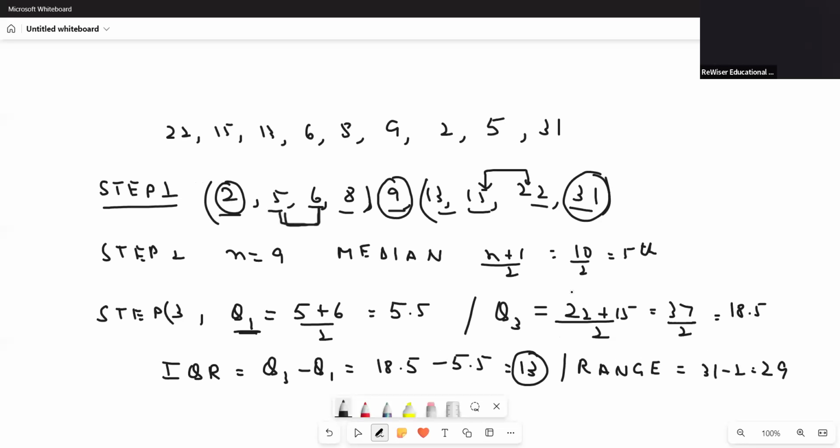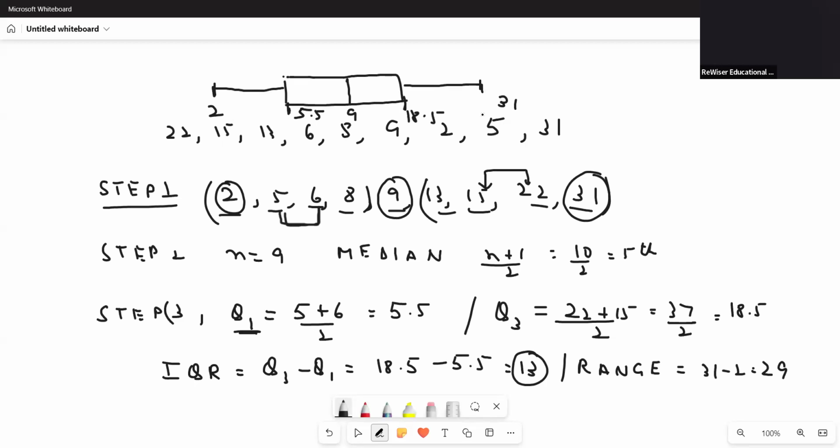If I have to represent this on a box and whiskers plot, I'll draw a box plot like this. Now, at this point, I'll place the lowest data value, which is 2. Here, I'll place the lower quartile, which is 5.5. Then I place the median, the fifth term that we got, which is 9. Then here I'll place the third quartile. I can place the highest data value, which is 31. So that's how a box and whisker plot is constructed.